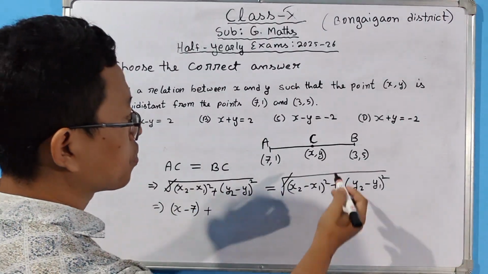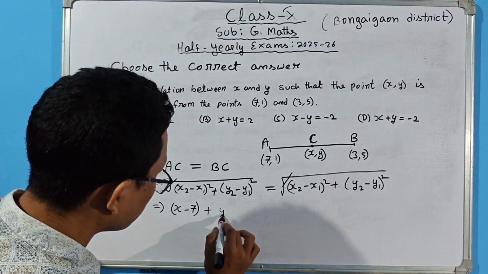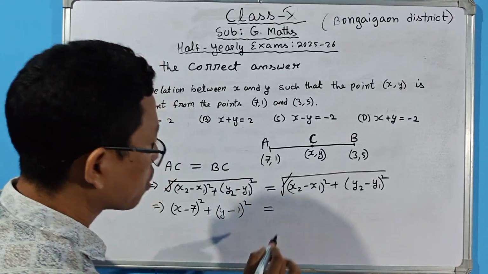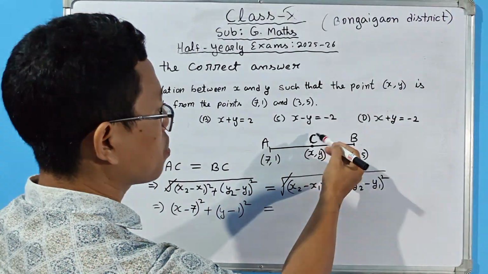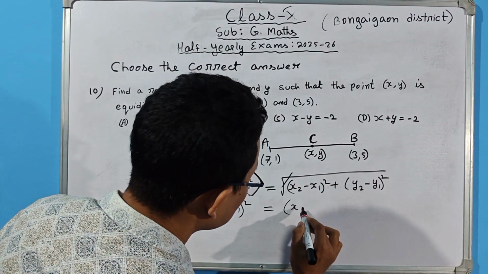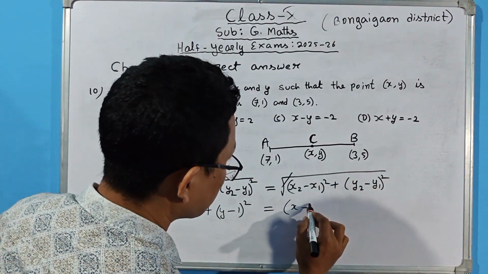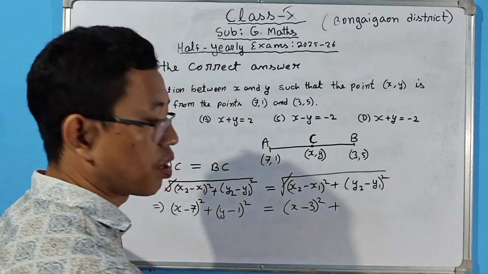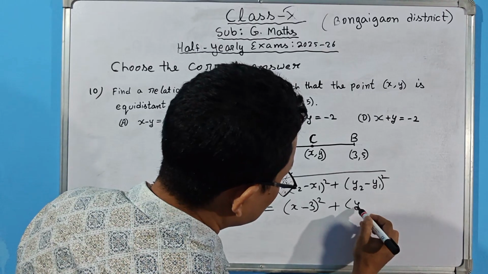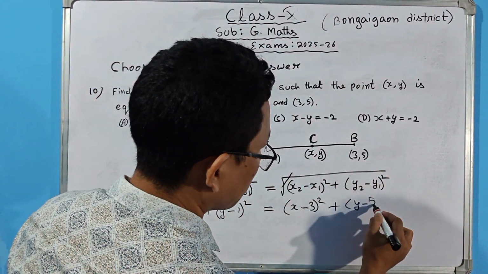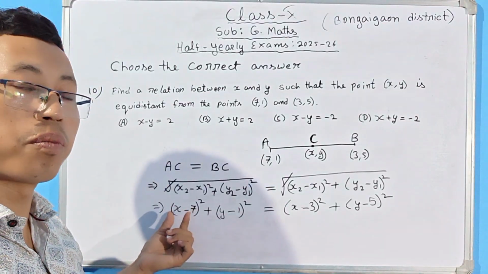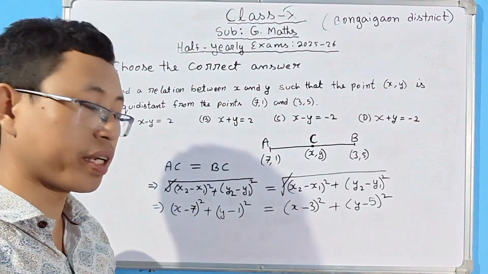plus y2 minus y1 is 1, equals to, now this side BC, meaning B and C, consider this x2, x1 is 3, likewise y2 minus y1. Clear? Now we apply the algebra formula here, that is (a minus b) whole square.